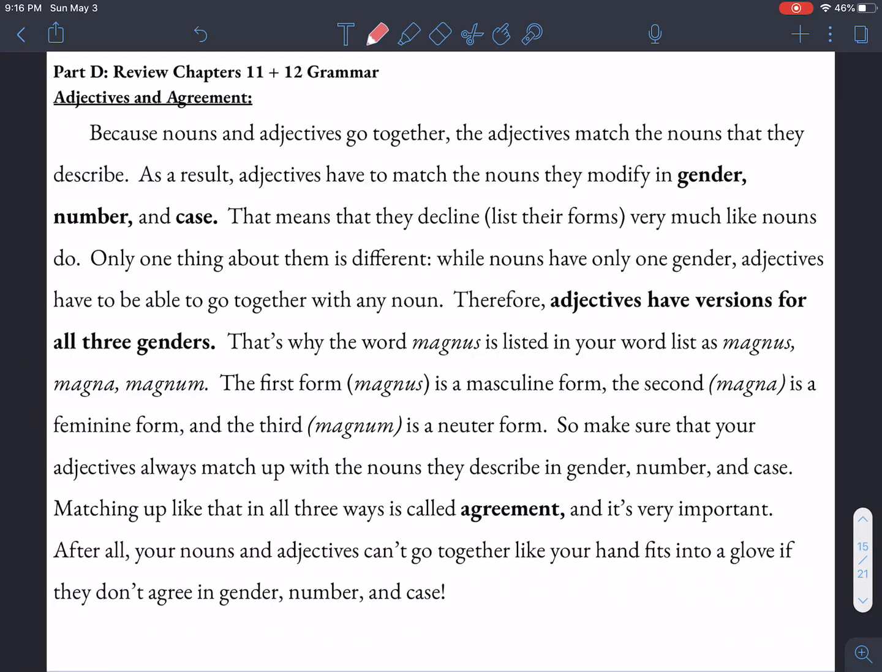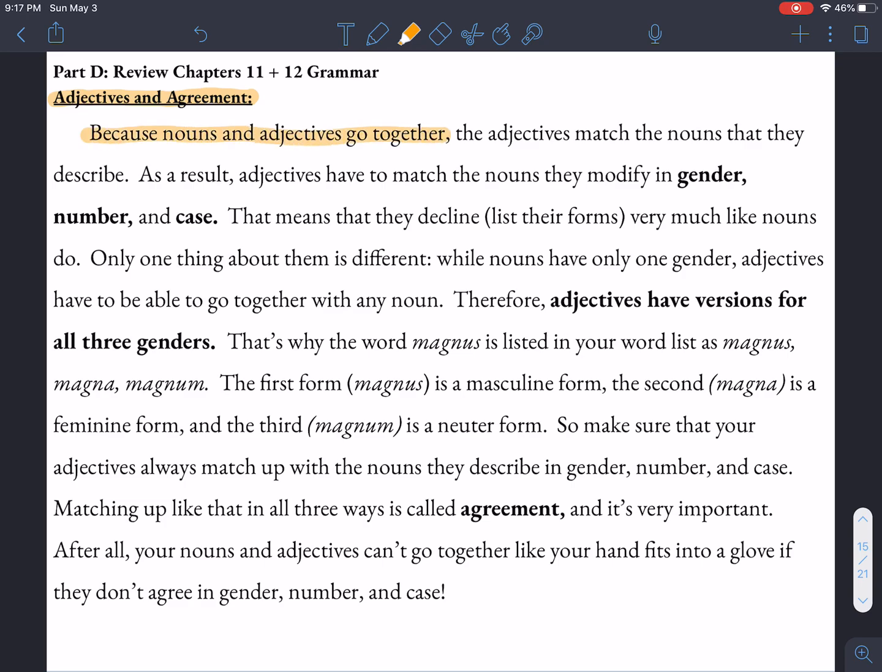So if you're done filling in that section, we're going to move on to the next section of review called Adjectives and Agreement. Okay, so if you can find that in your work packet, same deal here. I'm going to read through this passage out loud for you, and while I'm doing that, I'd like you to fill in the missing answers if you can. Okay, then we're going to go over the grammar questions together. So here we go. Adjectives and agreement.